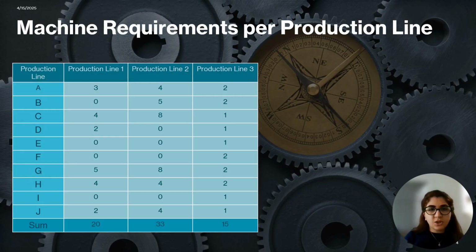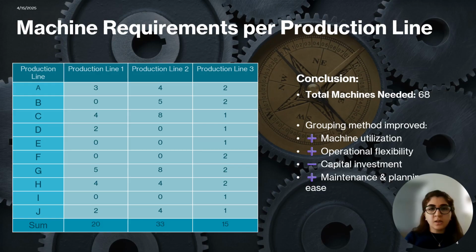In this section, we show the machine requirements for each production line, broken down by machine type from A to J. The table summarizes how many machines are allocated per type and per line. Line 1 requires 20 machines in total. Line 2 needs 33 machines and line 3 uses 15 machines. That gives us a total of 68 machines across all production lines.